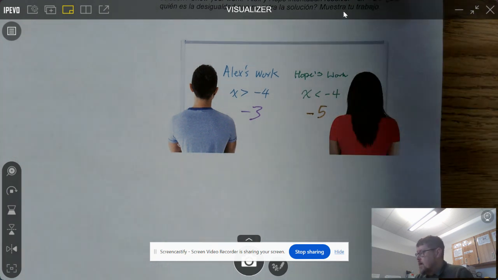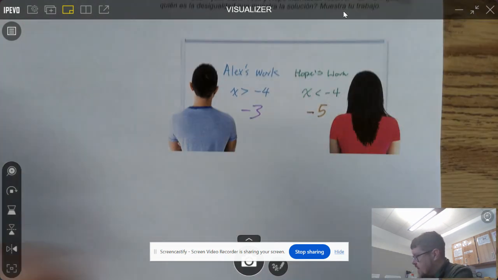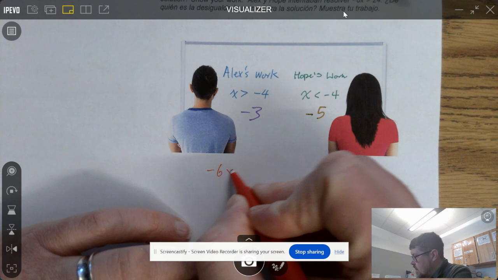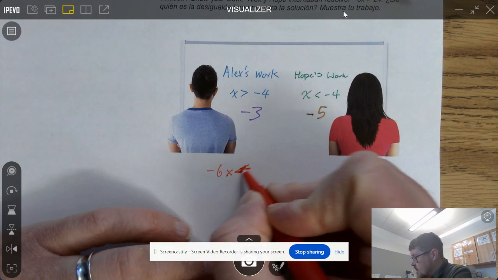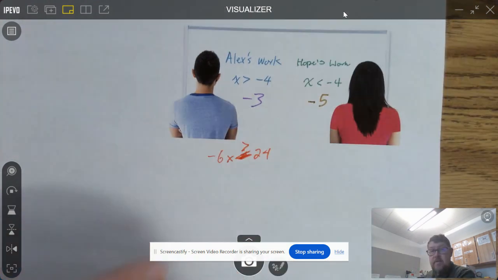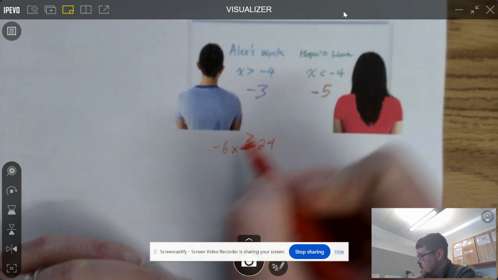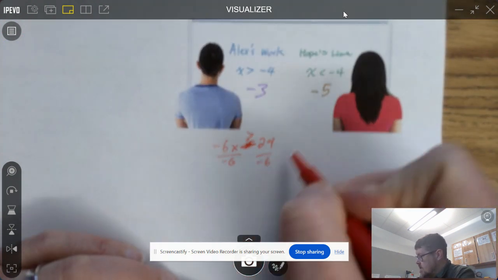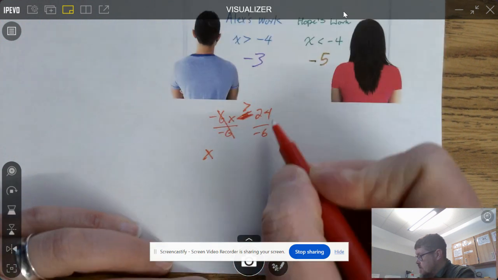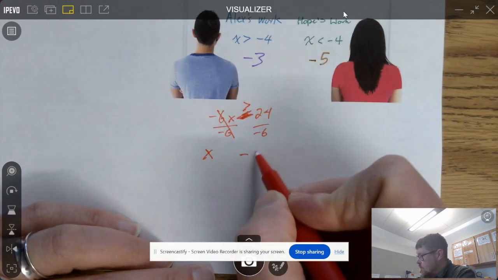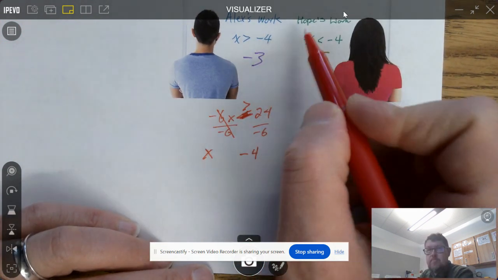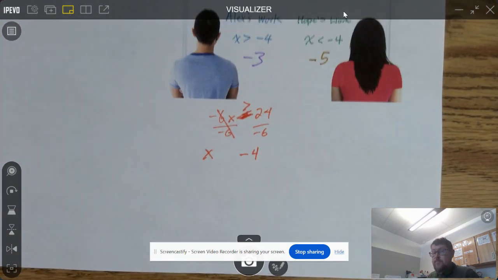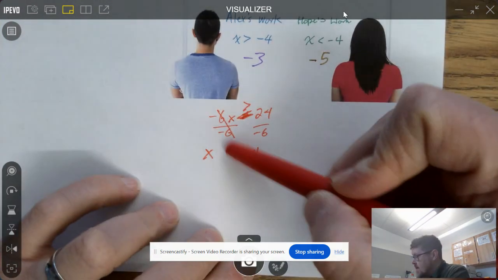So we'll go back to that original equation, negative 6x is greater than 24. Now I've got this negative 6x, that's multiplication, so the inverse or the opposite is division. So we get our x right here, and then 24 divided by negative 6 is negative 4, right? Alex and Hope both know that, so they have some decent level of understanding of how to solve these things. But the question is what inequality goes right here?